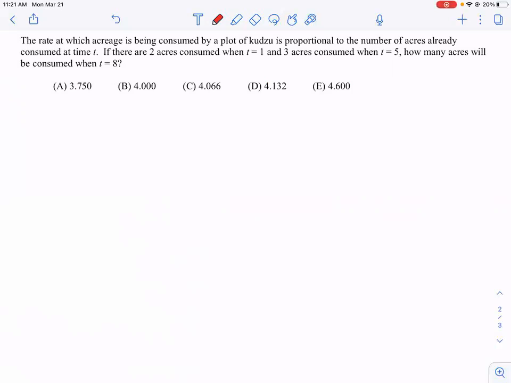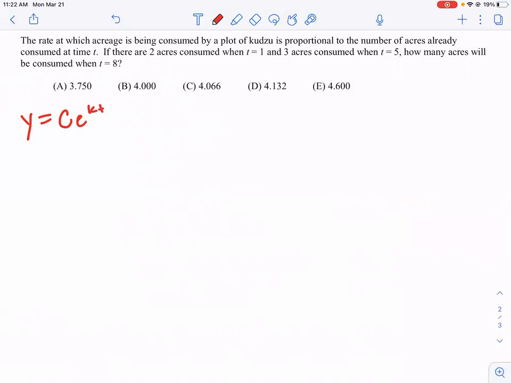Okay. Now, the rate at which acreage is being consumed by a plot of kudzu is proportional to the number of acres already consumed at time t. So it's like this vine that goes in and disrupts the crop. I don't think quite as fast as Jumanji. All right. So since we know all that, we know y equals c e to the k t.